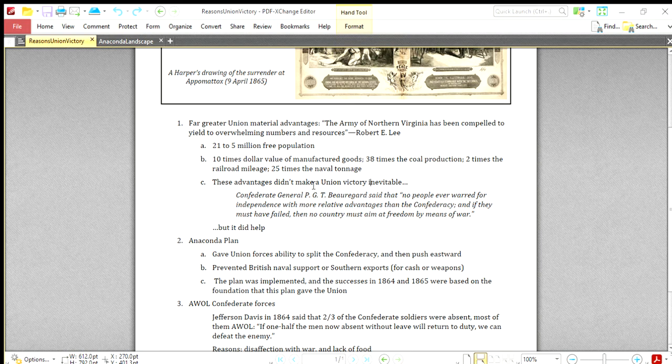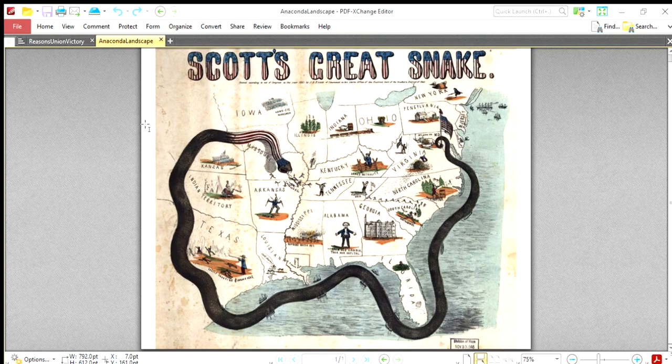The second factor in the Union victory was the Anaconda Plan. Now, the Anaconda Plan was the brainchild of the Union General, the Chief of Staff, Winfield Scott. Thus the heading here on this drawing, Scott's Great Snake. The Anaconda Plan had 2 parts. The first was the seizing of the Mississippi River. The head of the snake here is looking down the Mississippi River.